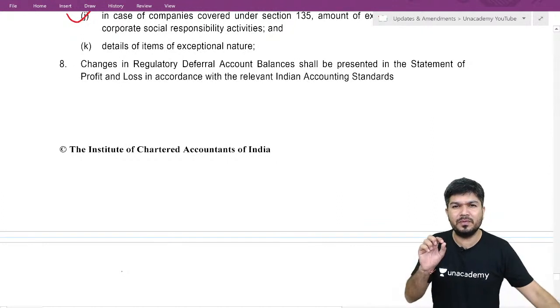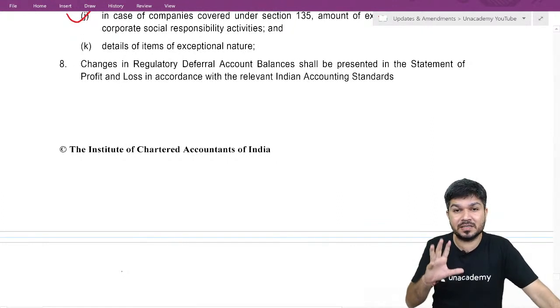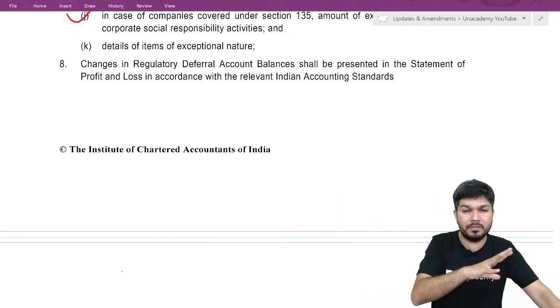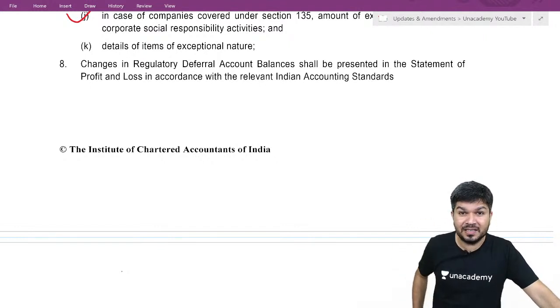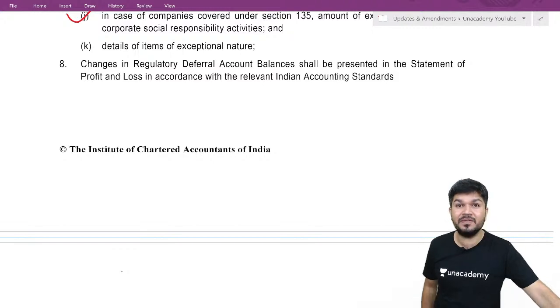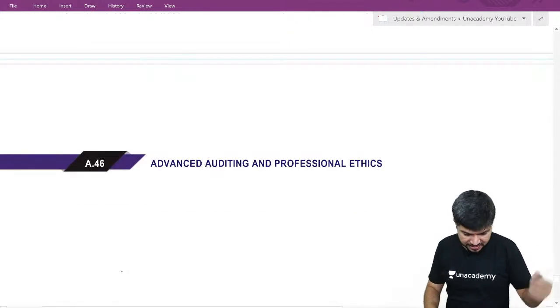Okay, if you pay directors, directors ka remuneration comes under employee benefit. Directors ka sitting fees. To attend the meeting, they are paid sitting fees. Sitting fees will come under other expenses.